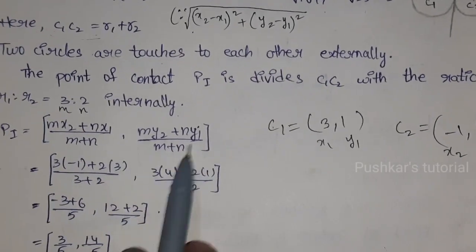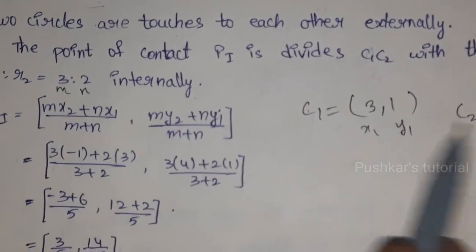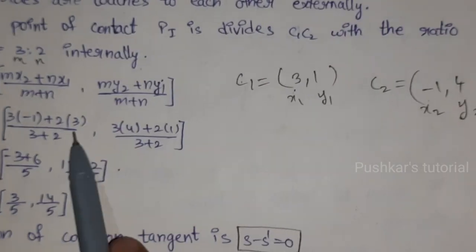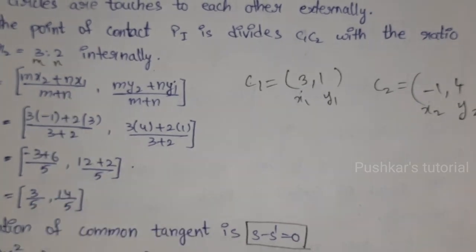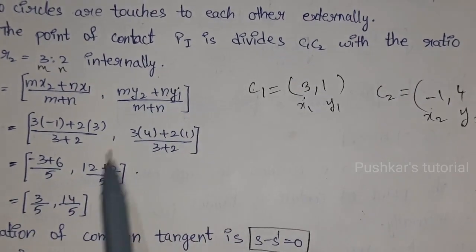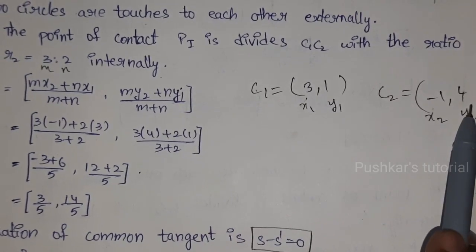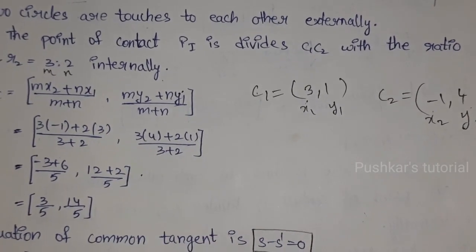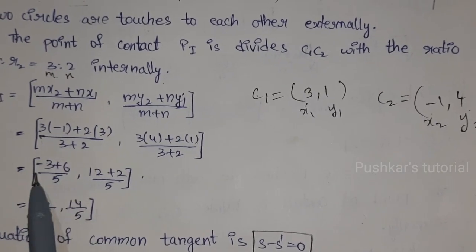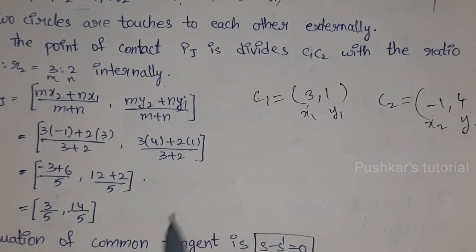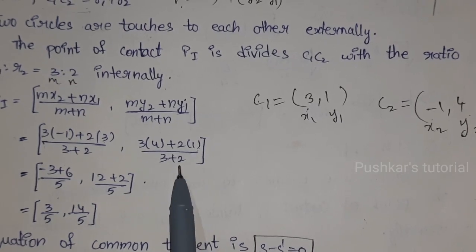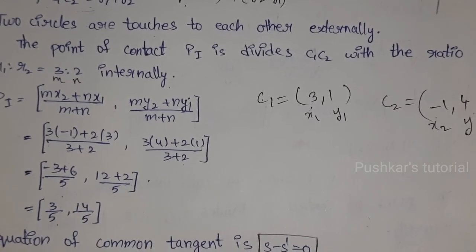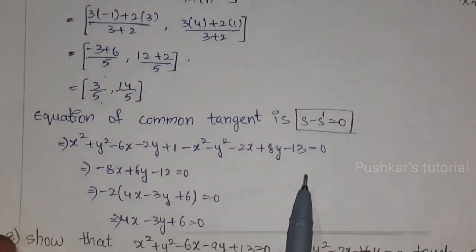So substitute everything here. m means 3, x2 means -1, n means 2, x1 means 3, over m plus n, which is 3 plus 2. And the same thing here: m, y2 value is 4, n, y1 value is 1, over 3 plus 2. So (-3 + 6)/5, (12 + 2)/5. So subtraction gives 3/5, addition gives 14/5. Point of contact is over.